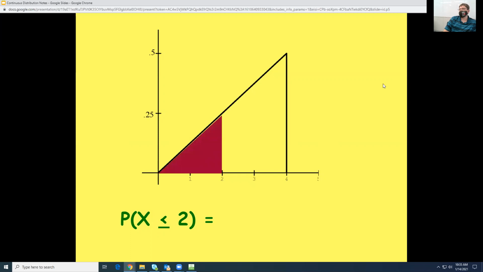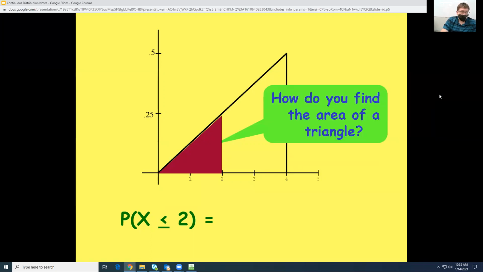So I care about this red part right here for this particular problem. This shaded area will change depending on what your probability statement is. This represents all x values less than or equal to 2. Remember, this is continuous, so it's not just the 1 and the 2, it's everything in between. This is why we're looking at area and no longer just discrete things like we did on our quiz. So how do we find the area of a triangle?